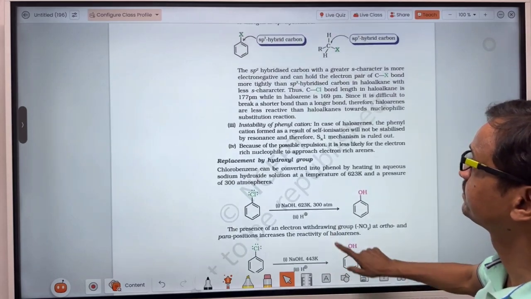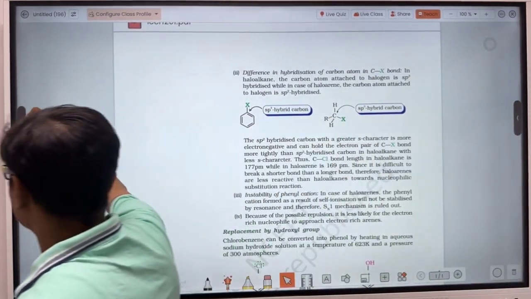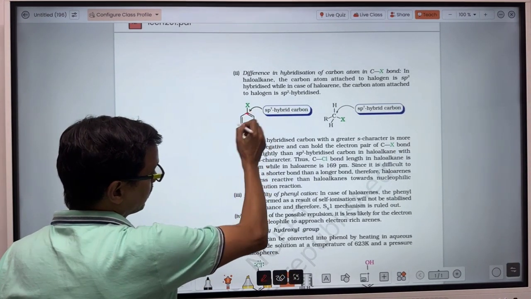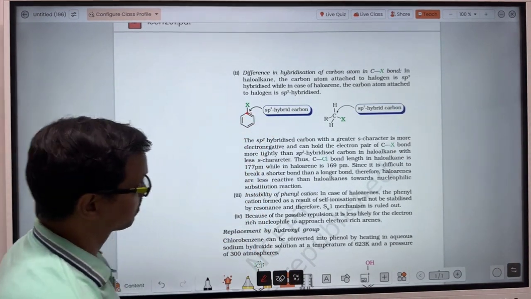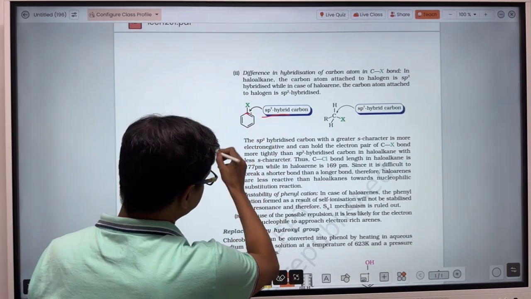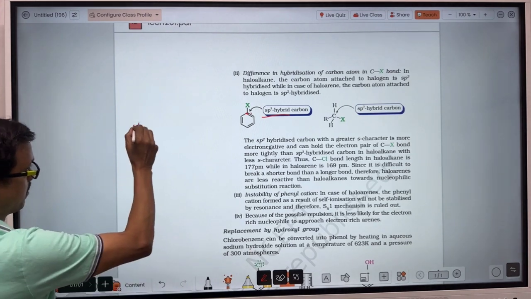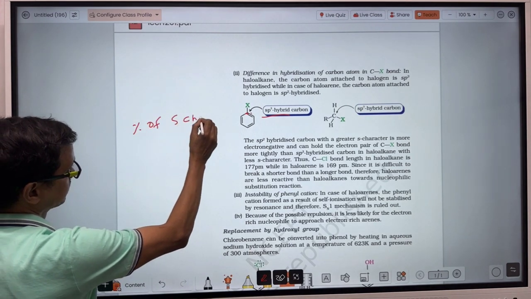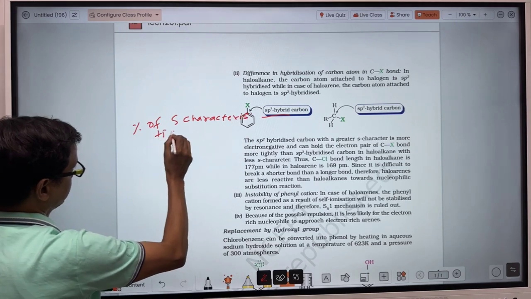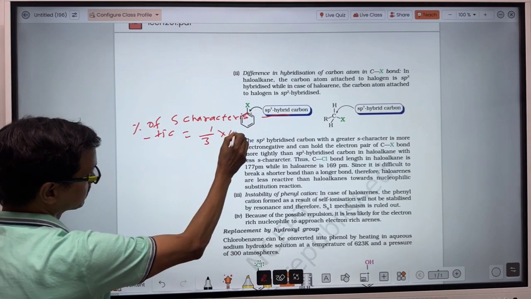Second reason here, hybridization of this carbon atom here. In case of haloarene, the hybridization of this carbon atom is sp2. How is it sp2? You predict. I have told you how to draw. So here the percentage of s character will be 33.3%. Percentage of s character will be equal to 1 s and total 3 hybrid orbitals, into 100.